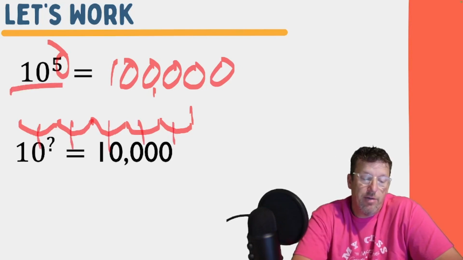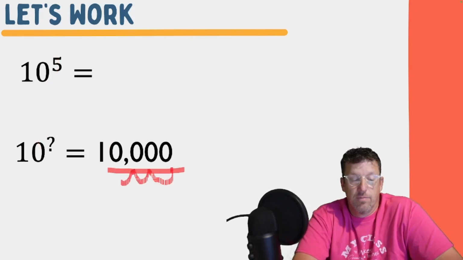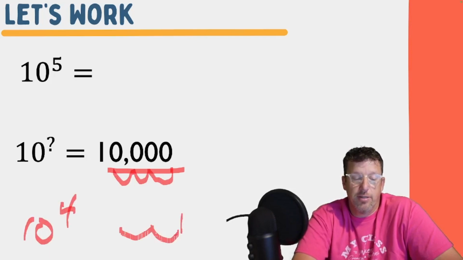Now we look at the one below it, and we say we had 10,000. I see 4 zeros, which also means 1 to 10 to 100 to 1,000 to 10,000. 1, 2, 3, 4. 4.